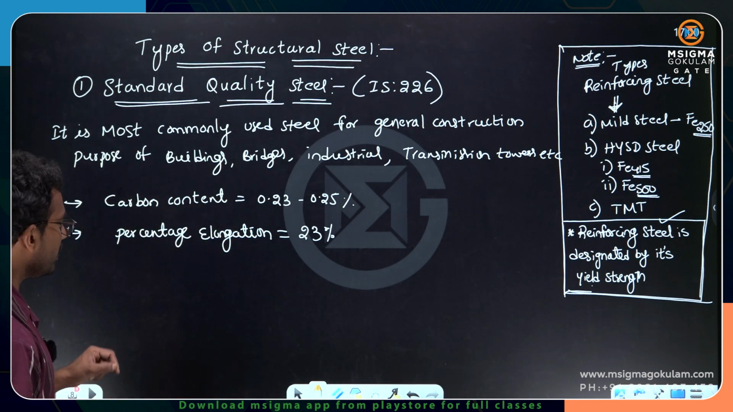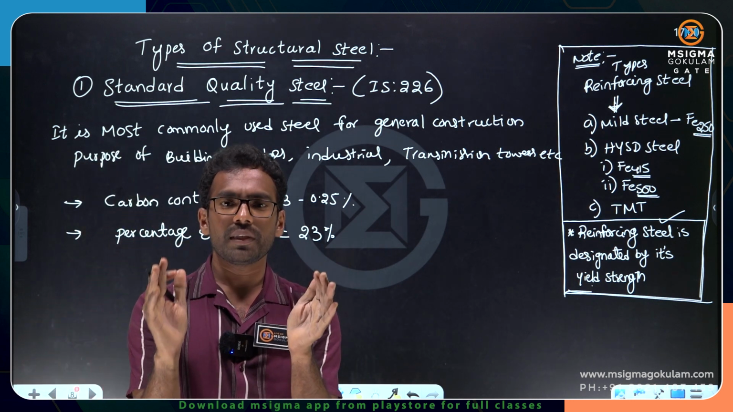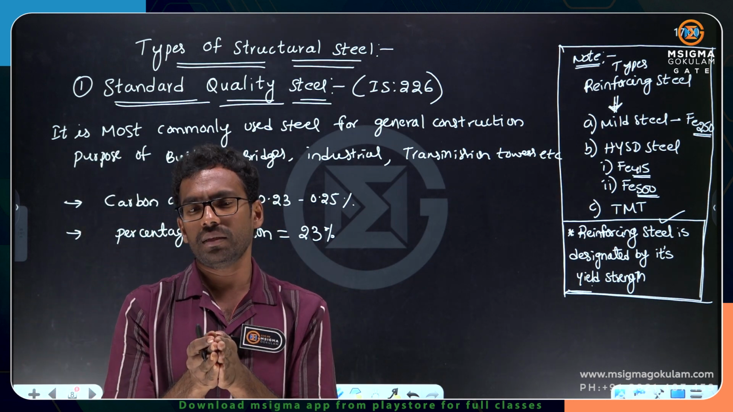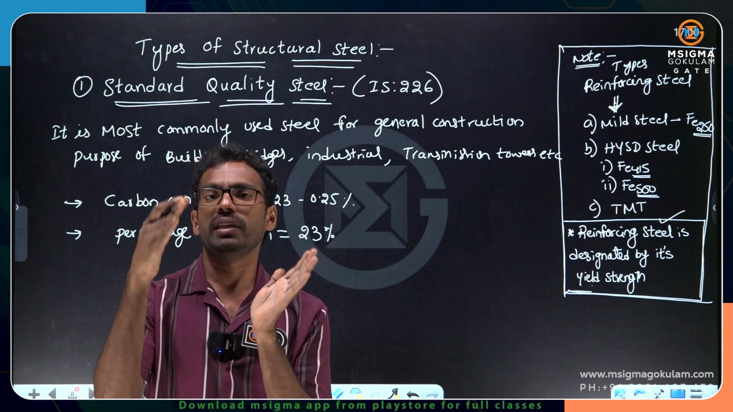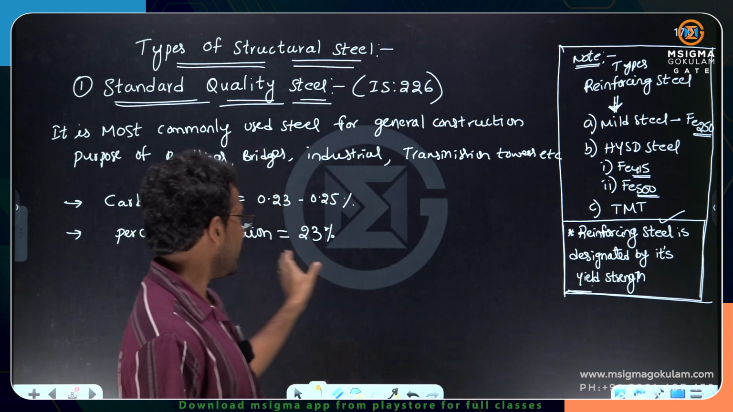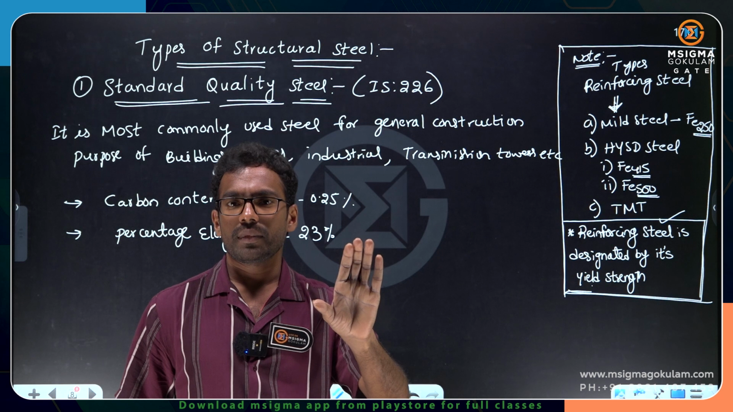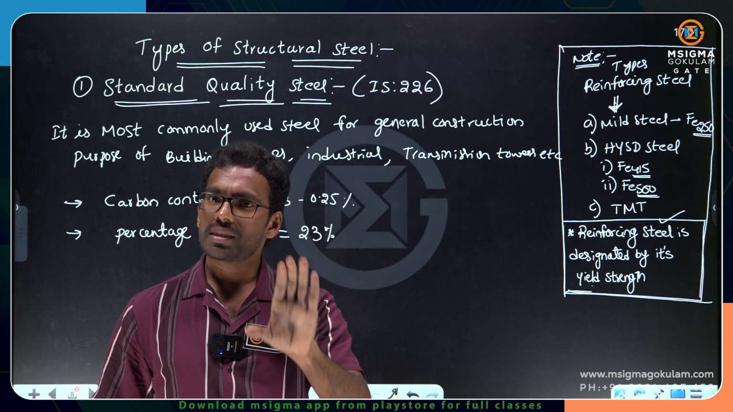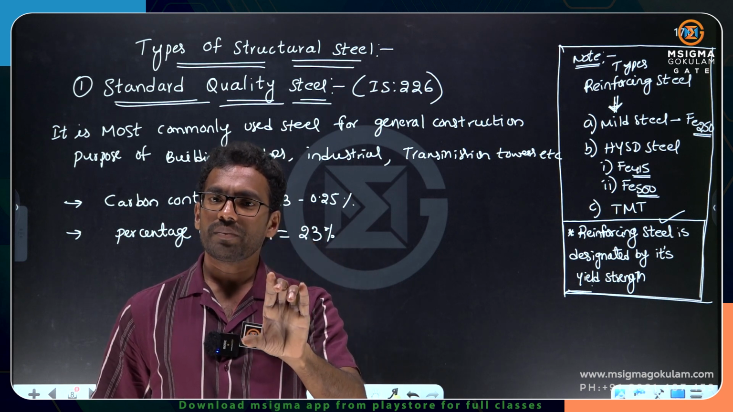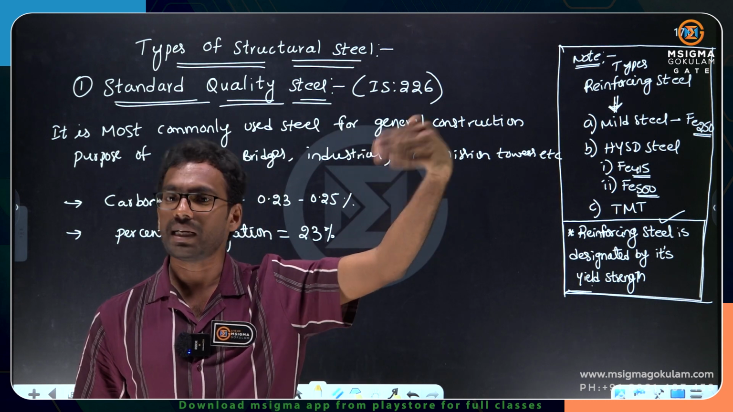Let me tell you, dear friends, percentage elongation is a very important parameter to define whether the material is ductile or brittle or intermediate ductile. Okay, I will explain about this later. Please understand, for the time being, if any material shows a percentage elongation more than 15 percent, it is a ductile material.